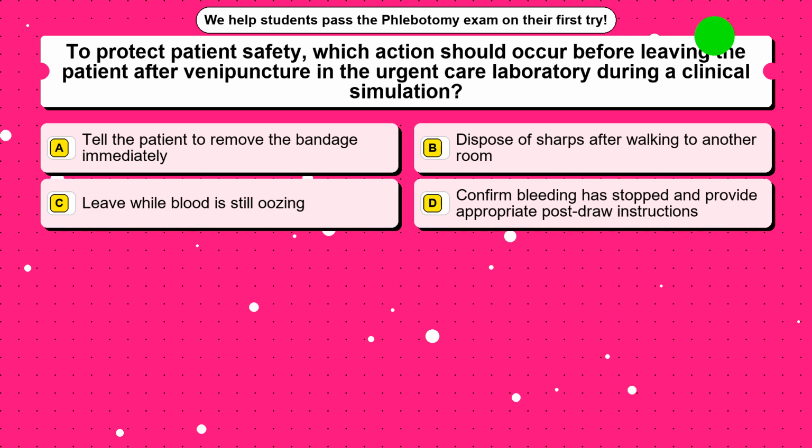Question 96. To protect patient safety, which action should occur before leaving the patient after venipuncture in the urgent care laboratory during a clinical simulation? Option A. Tell the patient to remove the bandage immediately. Option B. Dispose of sharps after walking to another room. Option C. Leave while blood is still oozing. Option D. Confirm bleeding has stopped and provide appropriate post-draw instructions.